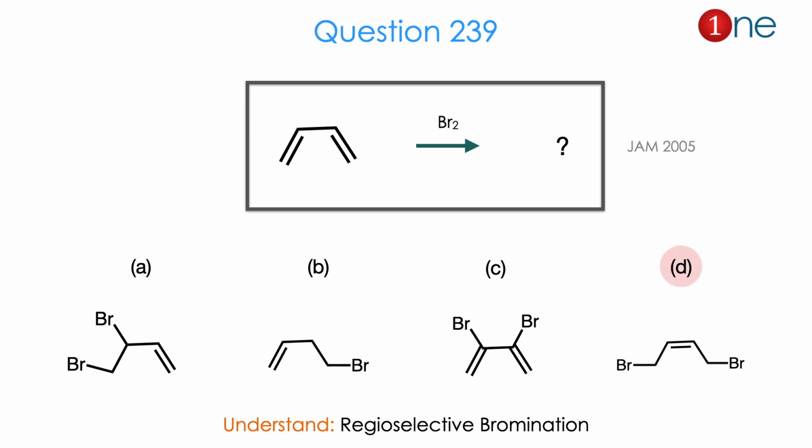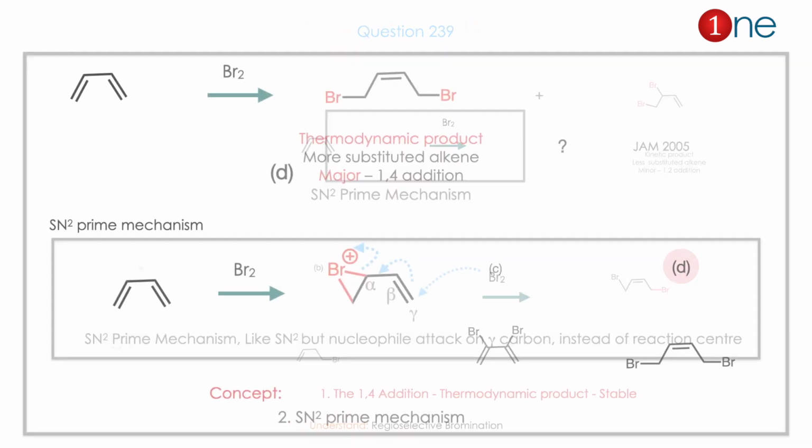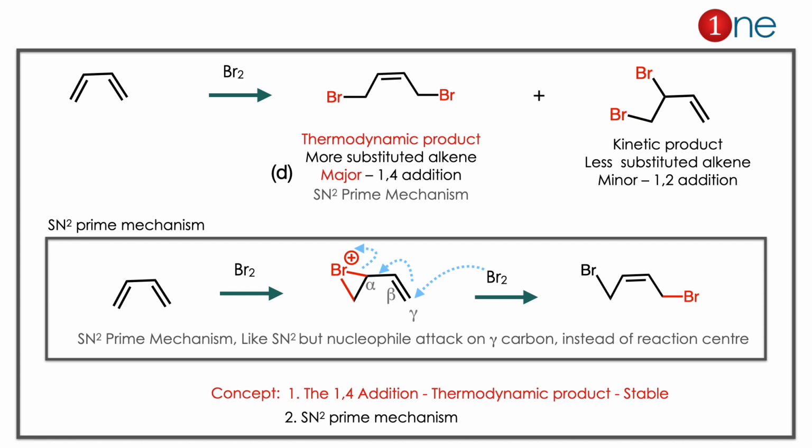Let us see how. Here bromination is occurring, so two types of bromination are possible: bromine at terminal, bromine at vicinal. So 1,2 addition and 1,4 addition. But 1,4 addition leads to the thermodynamic product, the more substituted alkene. Let us see why it is happening. The thermodynamic product is more stable because of its more substitution.